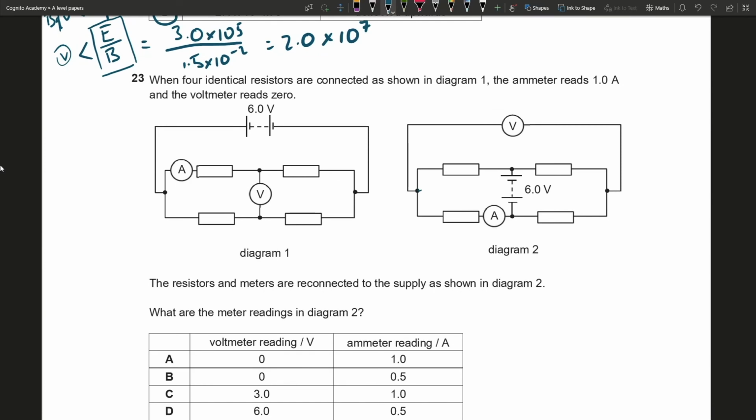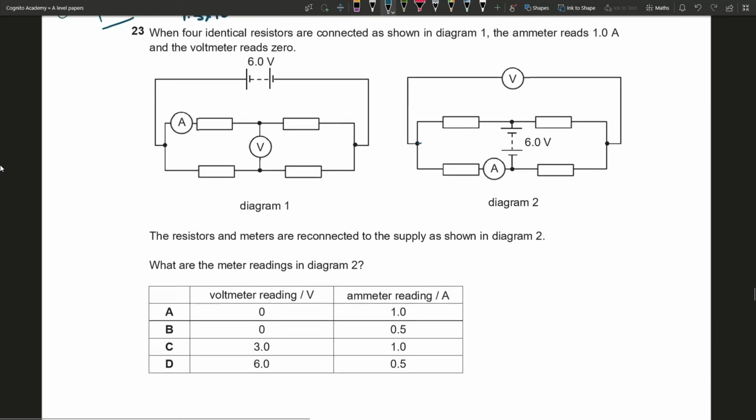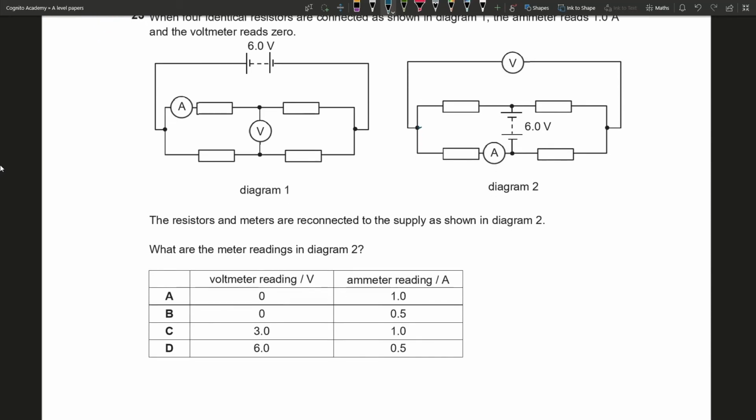Question 23. When four identical resistors are connected as shown in diagram 1, the ammeter reads 1.0 amps and the voltmeter reads 0, and then we are asked what the meter readings are in diagram 2. Diagram 2 is slightly different: the positions of the battery and the voltmeter are swapped. So one thing we can do is to redraw diagram 2 into something more similar to diagram 1.